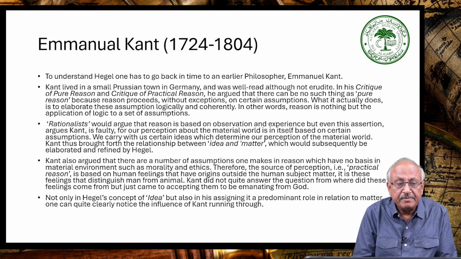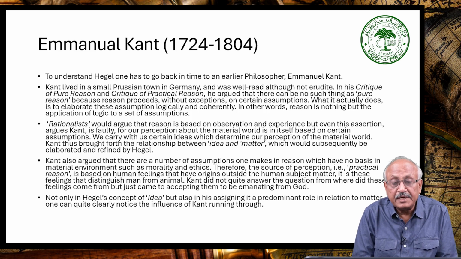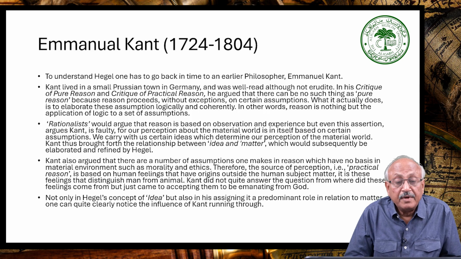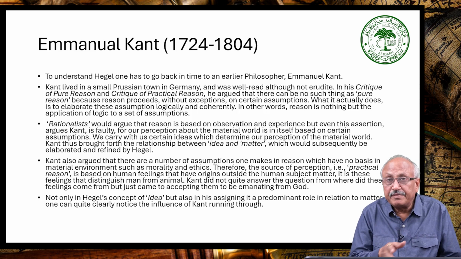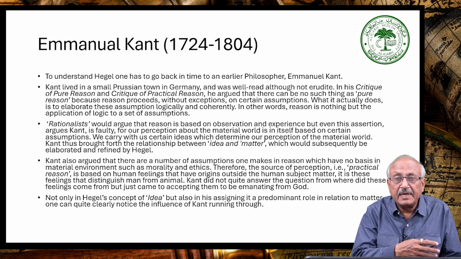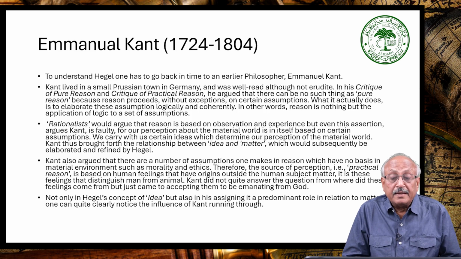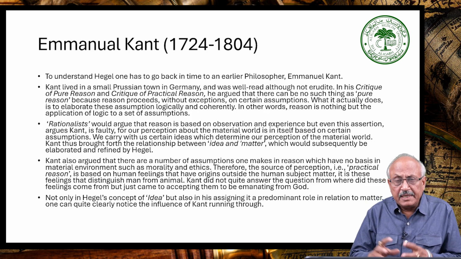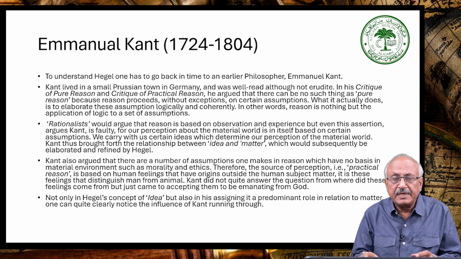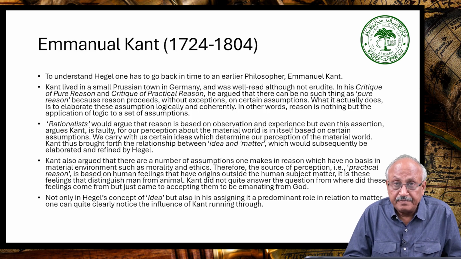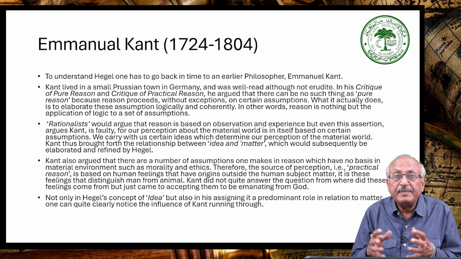Then comes Immanuel Kant, 1724 to 1804. To understand Hegel, one has to go back in time to an earlier philosopher, Immanuel Kant, because without dealing with Kant, we can't understand Hegel and Marx. Kant lived in a small Prussian town in Germany. Now, from France, we moved to England, and from England, we are moving to Germany. As I said in the beginning, we are taking representative cases. We are not going into the nitty-gritty details of every country and every philosopher. We are taking the broader aspects of major philosophers.